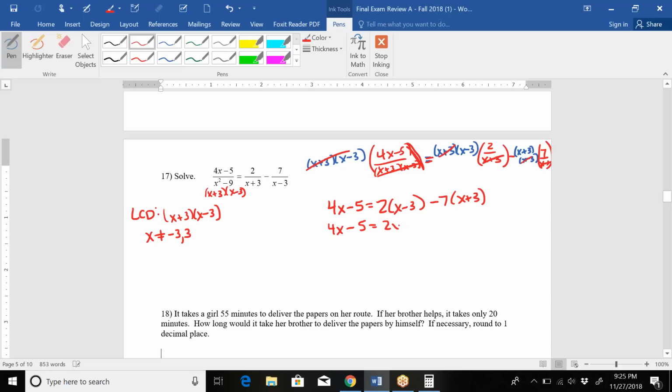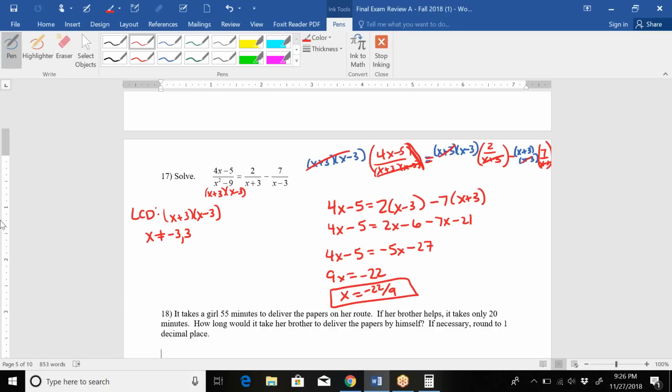Be careful with your negative here. Negative 7x minus 21. Combine like terms on the right side. That makes negative 5x and negative 27. Add the 5x over. I'm going to get 9x. Add the negative 5 over. I'll get negative 22. And then divide by the 9. So notice that is not -3 or 3, so it is okay.